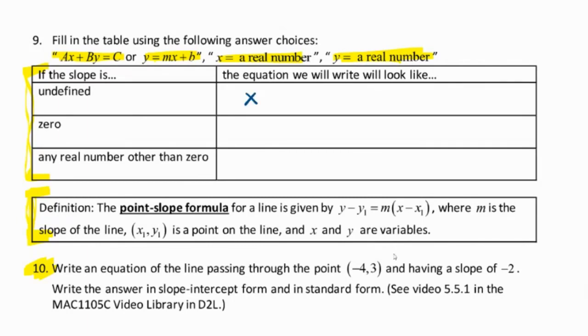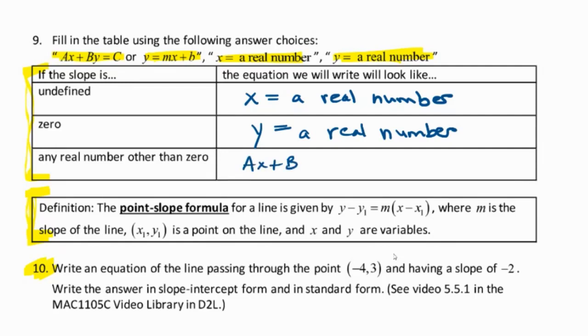X equals a real number. And really all you have to do is know one point on the line, what the x coordinate is, and you have the equation. If the slope is 0, then we're going to have what? Yeah, y equals a real number. And if the slope is any number other than 0, we can either use ax plus by equals c or y equals mx plus b, really either one, but we frequently use this one.